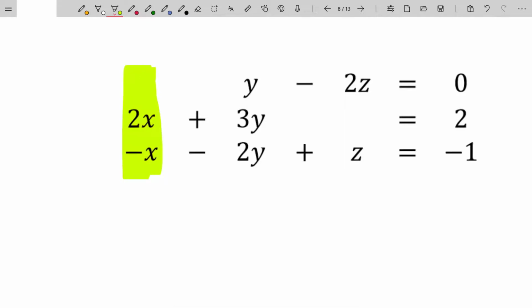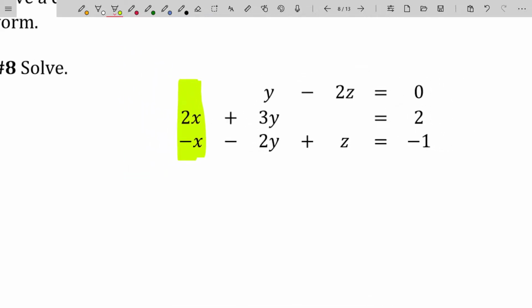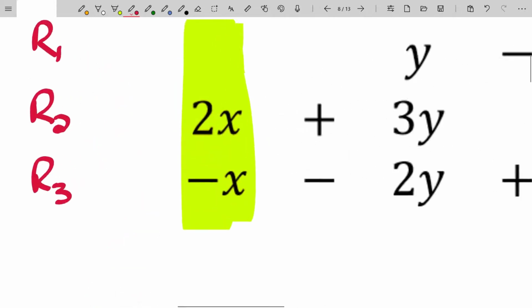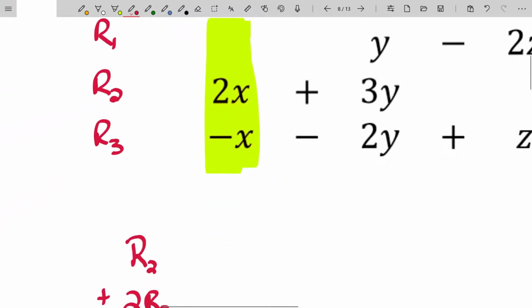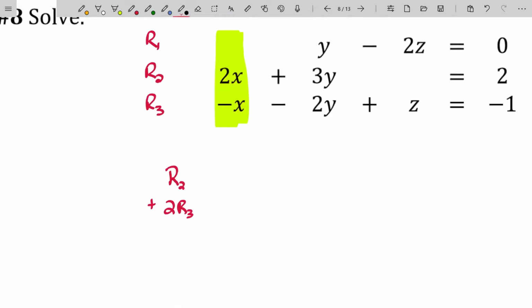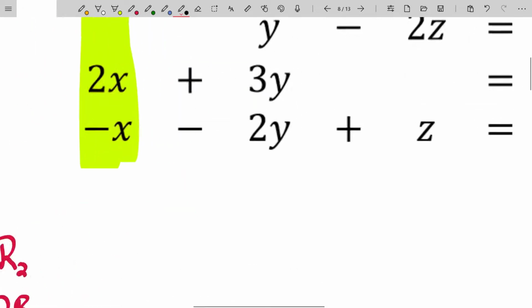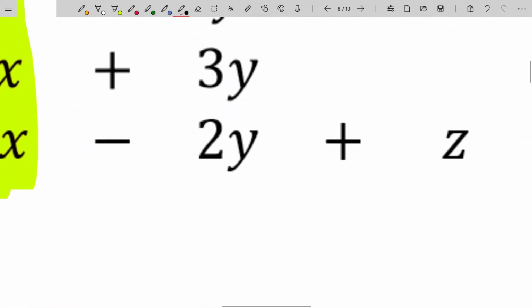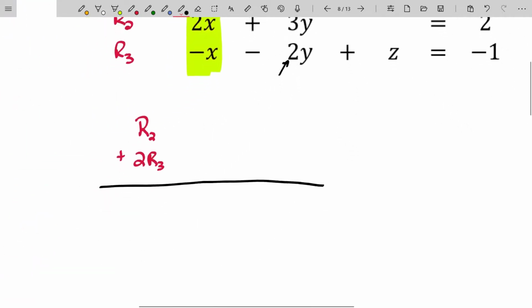So let's go ahead and kill off that variable x so that we have a couple of equations in just y and z. So killing off x, I'm going to label my rows here, row 1, row 2, row 3. We're going to take row 2 and we're going to add it to twice row 3. So 2x plus a negative 2x, those will disappear. That's beautiful. And then 3y plus, remember, we're multiplying this by 2, so plus a negative 4y is a negative y.